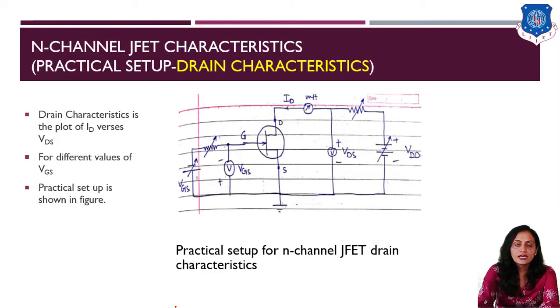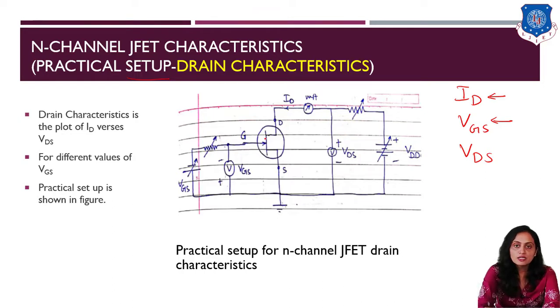N-channel JFET characteristic. First we will see the practical setup for the drain characteristic. The important voltage and current for JFET, again let's take a note, the important current is drain current, the important voltage is the VGS. Drain current is being controlled by the input voltage, and this is the controlling voltage, that is VGS, and VDS, that is the drain to source voltage, which is providing the biasing.